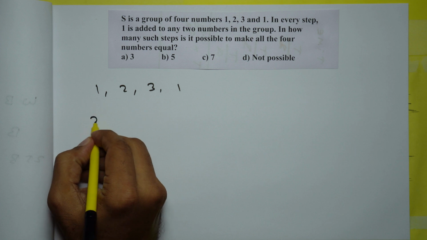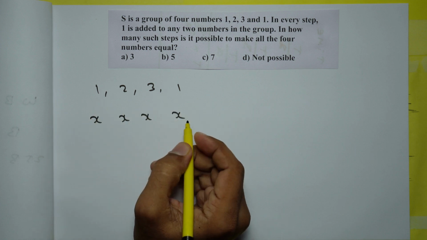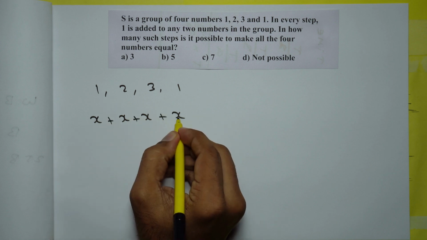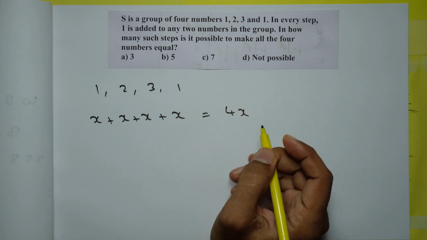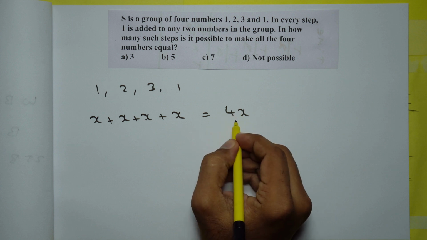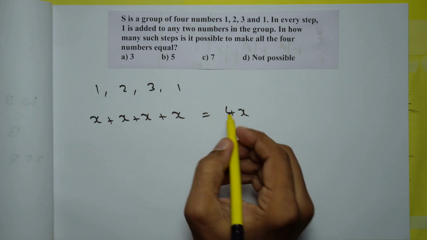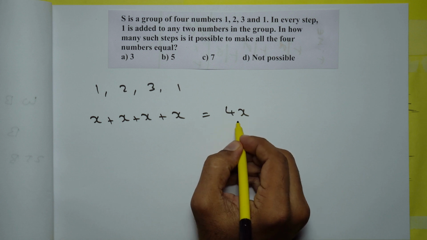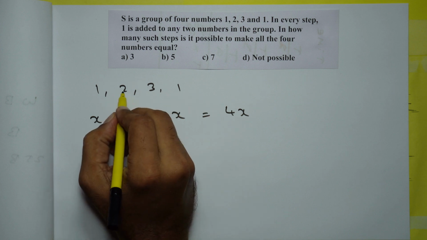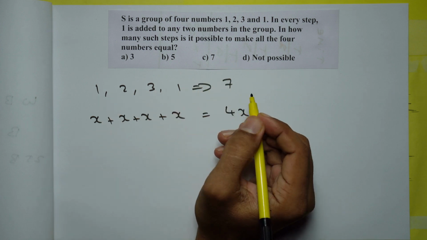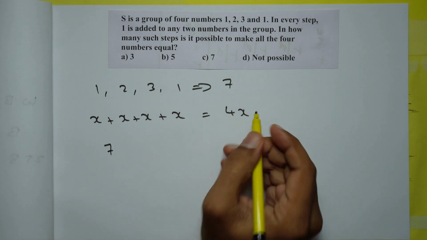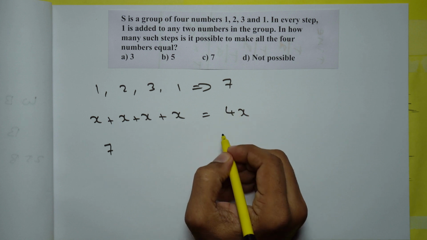If they are all equal, we'll assume that each of them is equal to x. Now, if you add up the 4 numbers, it will be x plus x plus x plus x, and their total sum will be 4x. So, if they are all equal, then their total sum can be represented as 4x. That is, the total sum will be a multiple of 4. Now, in this case, the total sum is 1 plus 1, 2, 2 plus 2, 4, 4 plus 3, the total sum is 7. So, initially the total sum is 7 and one requirement is that the total sum should be a multiple of 4.